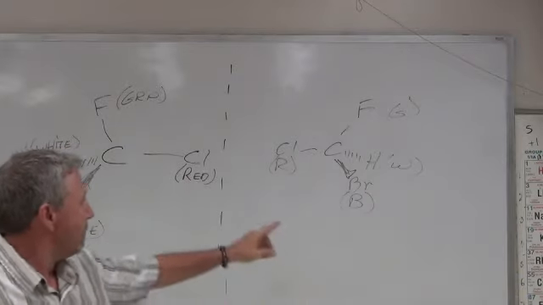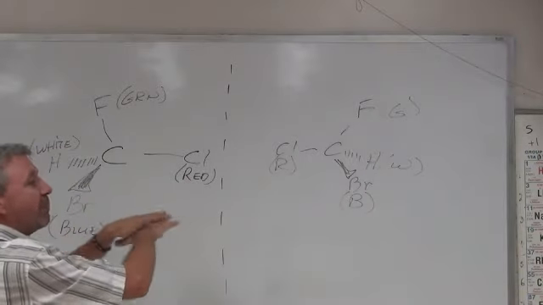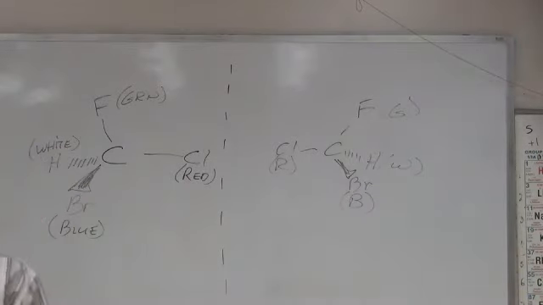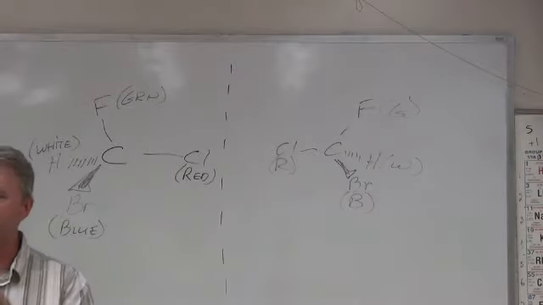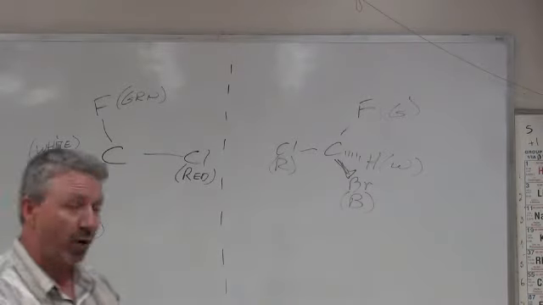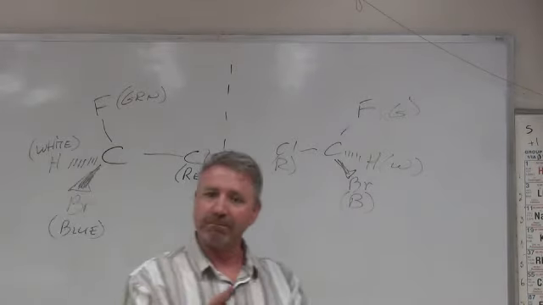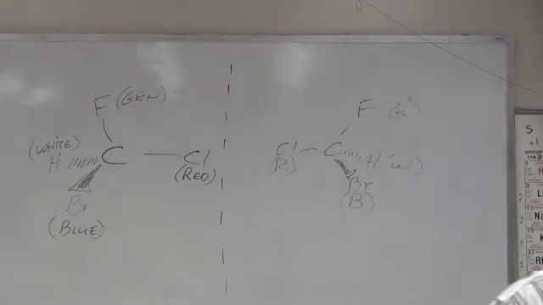Alright? Now, these exhibit the property of handedness, and they're virtually identical in all chemical and physical properties. They have the same solubilities, the same melting points, the same boiling points, they're virtually identical. If that's true, how do you know they exist?